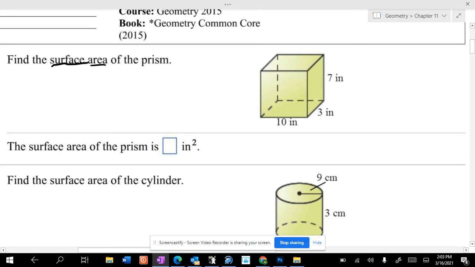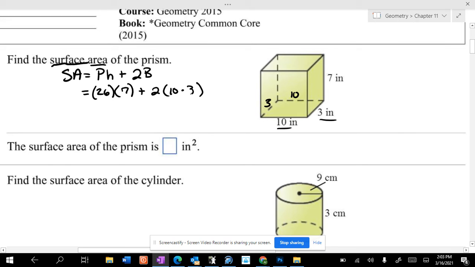Surface area of a prism. If we write down the formula, it's the perimeter of the base times the height plus 2 times the area of the base. Now, the perimeter of the base, this is 10 by 3, and then you'll have another 10 and another 3 here. What's the perimeter of the base all the way around? 26. The height is 7. 2 times the area of the base. To find the area of the base, we just take 10 times 3.